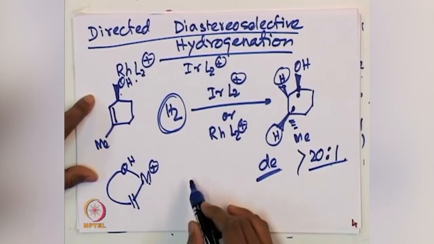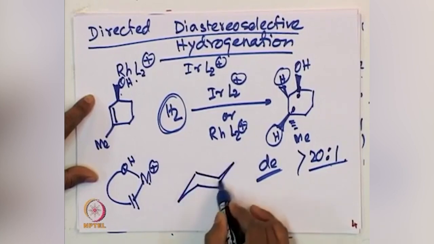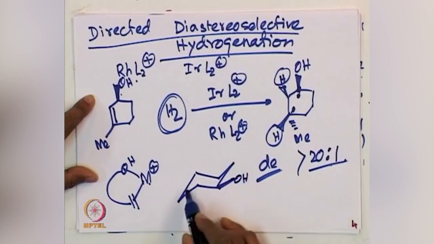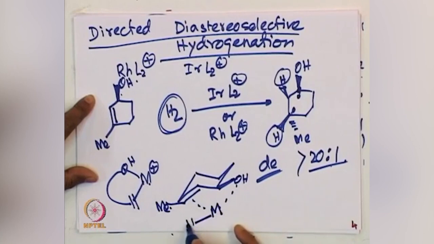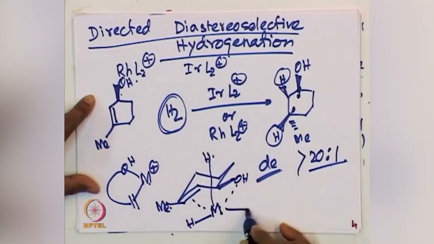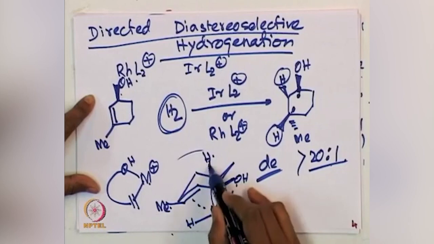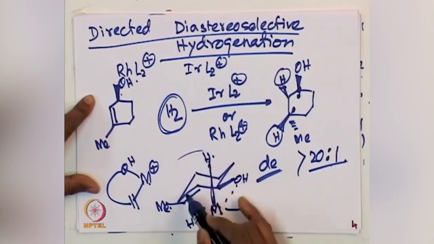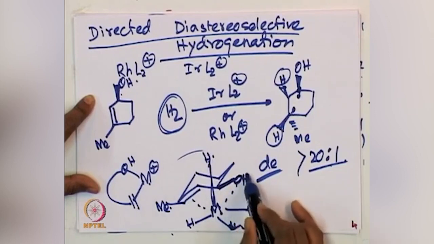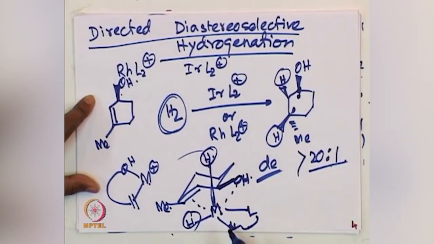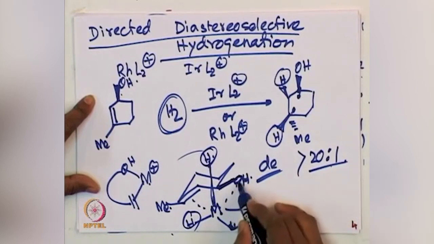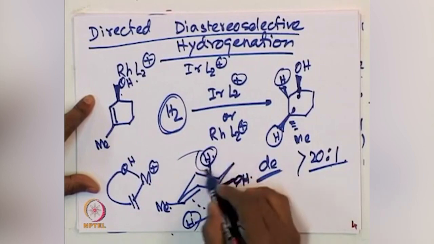If you want to draw it in a little more understandable fashion, you can have something like hydroxyl up and methyl will be, let's say, over here. So the way it would be attaching to the metal center will be like this, and the hydride is over here, and then another hydride is over here. Your bi-coordinated ligand is over here. So in this model, as you can see, hydride has only one way to add, that is from the top face. So the same face where the hydroxy is, the same face the olefin will be hydrogenated. So both the hydrides will be coming from the top face. So this is what is called directed hydrogenation. This hydroxy group is directing the hydrogenation reaction.